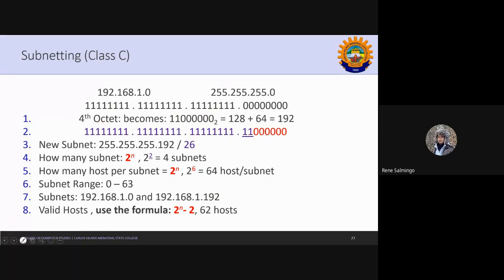Now, for example, given this IP address, normally this is class C, and this is the default subnet mask for class C. And if you convert it into binary, you will have this below. Now, let's say we're going to consider 2 bits to be taken from your host ID. And why are we going to take 2 bits from the host ID? Because, for example, we're going to manage 4 subnets.